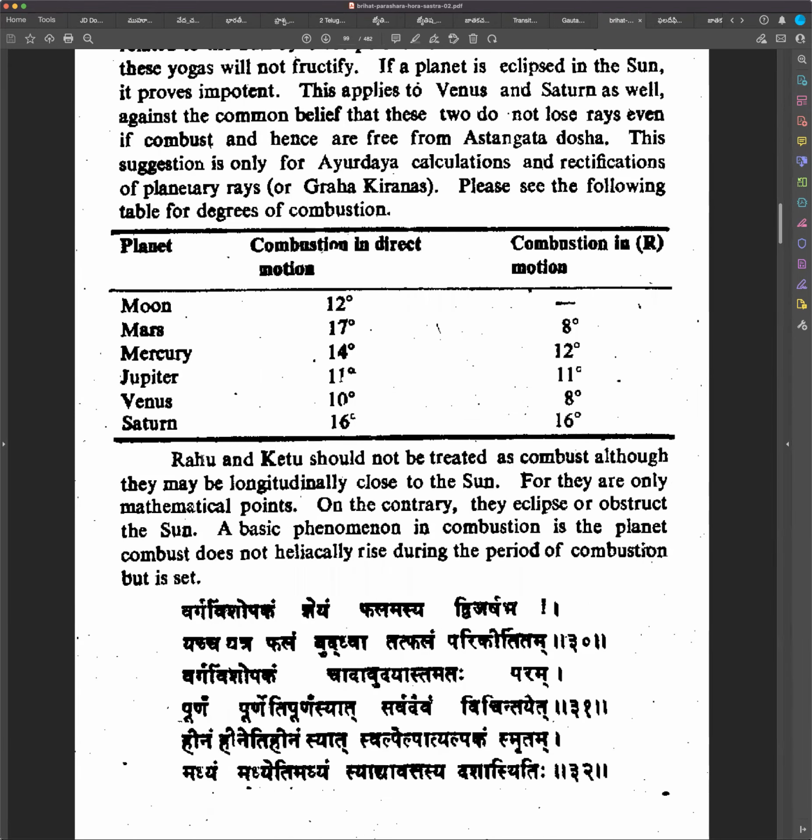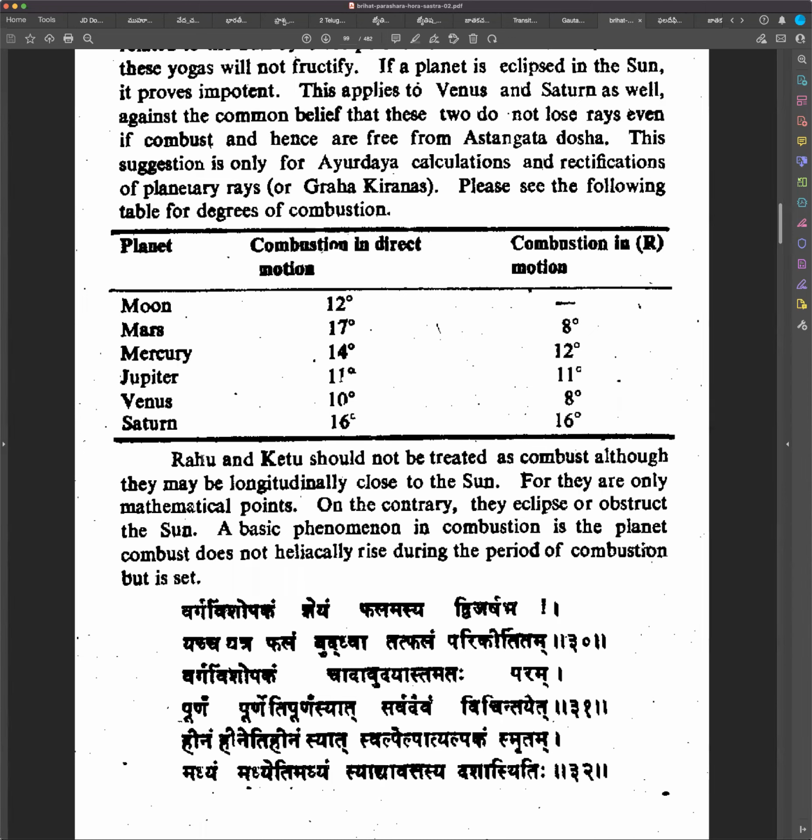And we all know that Rahu and Ketu are not physical bodies, so they don't have combustion or any such things. Rahu and Ketu should not be treated as combust, although they may be longitudinally close to the sun, because they are only mathematical points. On the contrary, they eclipse or obstruct the sun. A basic phenomenon of combustion is that the combust planet does not heliacally rise during the period of combustion, but it is set.